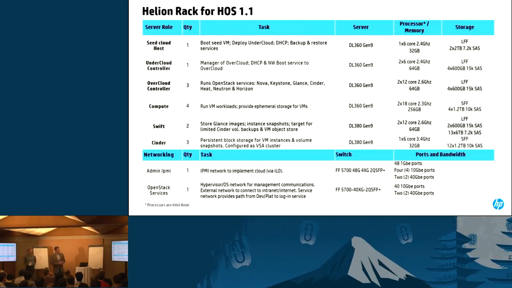In the case of the undercloud controller and overcloud, we want a little bit better performance. In our case, we chose RAID 10 for those nodes. So in actual capacity there, we've got 1.2 terabytes for each of those cases, 1.2 terabytes usable storage.